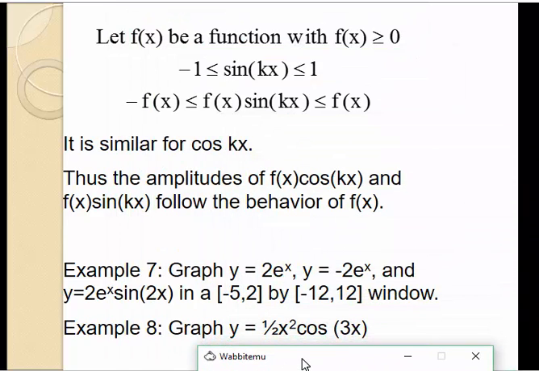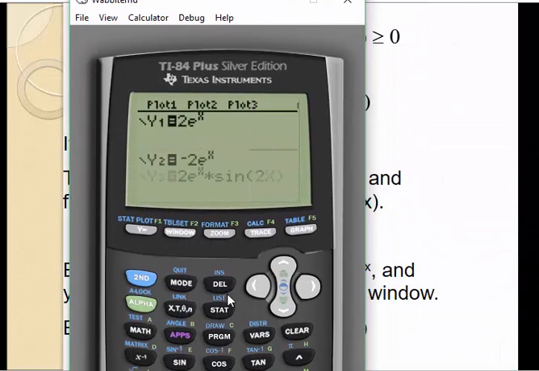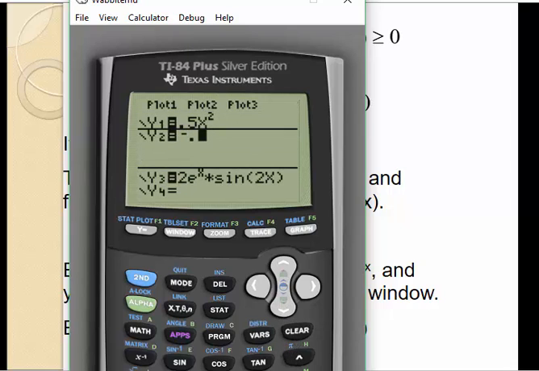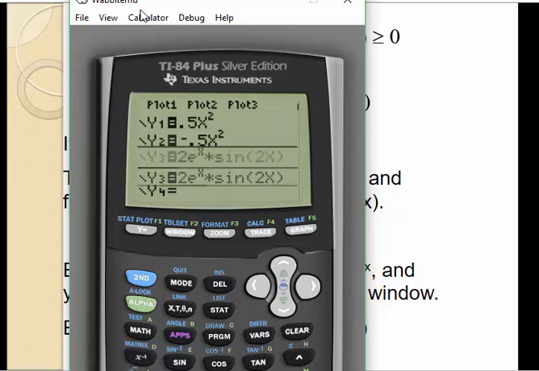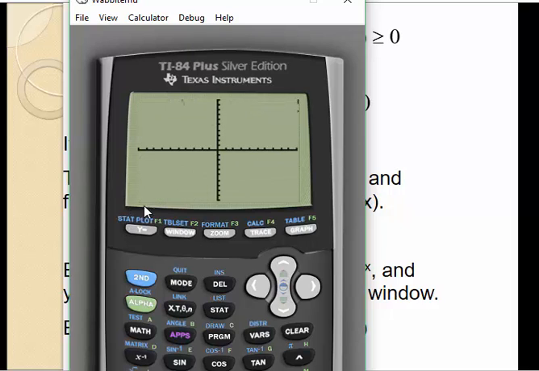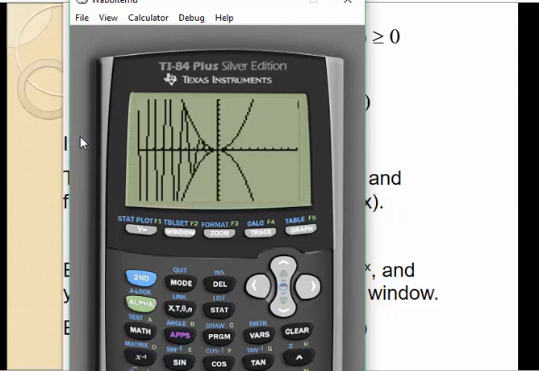And then similar, if we look at 1/2 x squared cosine 3x, I'm going to do 0.5 x squared, negative 0.5 x squared, and then 0.5 x squared times the cosine of 3x. I'm going to go to standard window. We see that the cosine graph oscillates between the positive and negative of the function it's been multiplied by. Okay? So just kind of an interesting fact.